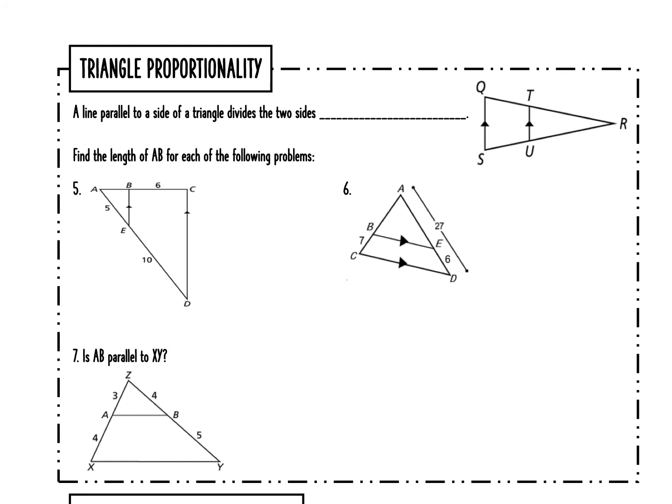Alrighty, so on the back side of the page, we've got a different concept that we're learning here. This one is about triangle proportionality. It says a line parallel to a side of a triangle divides the two sides proportionally.